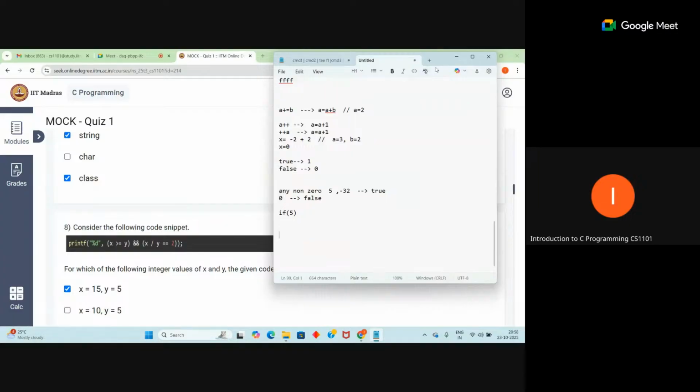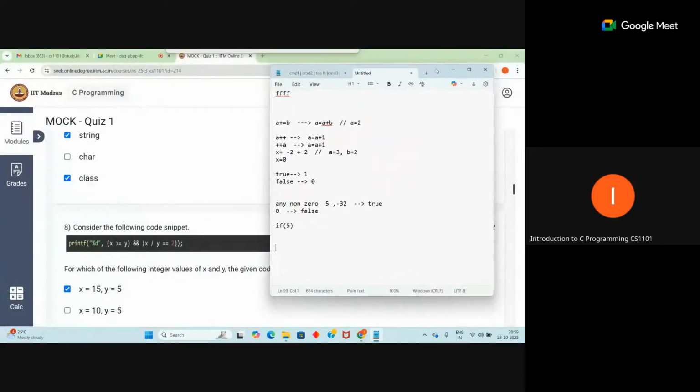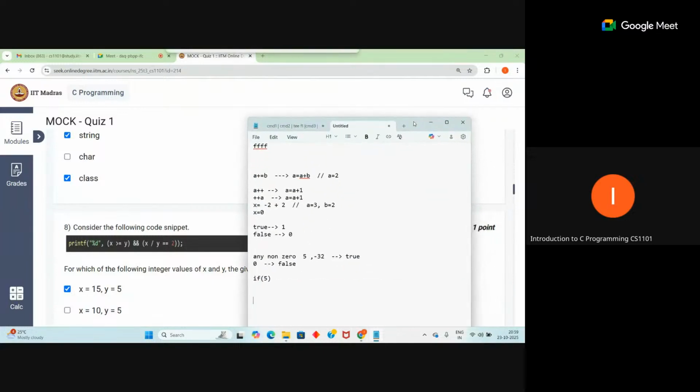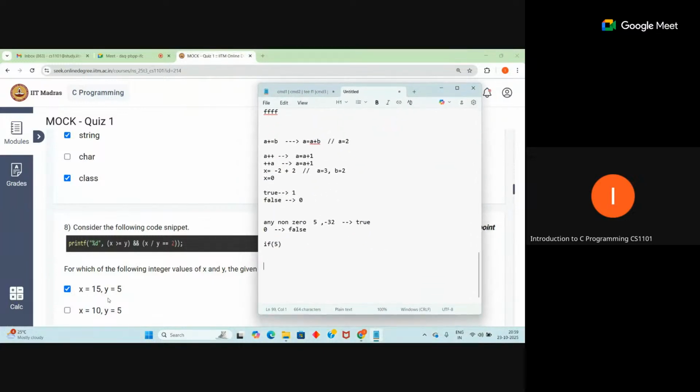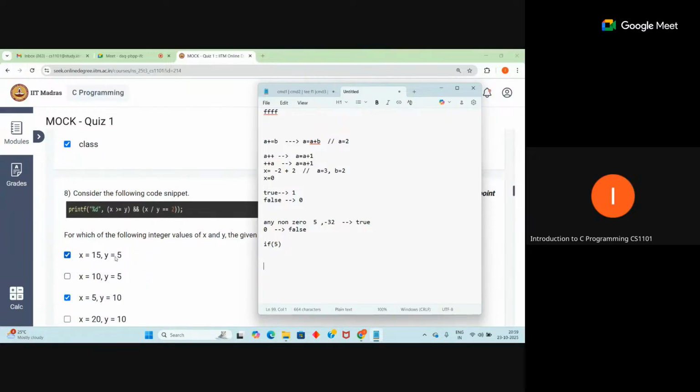So here, check this out now. Which of the following integer values of x and y should make the code snippet print 0? Your answer should be 0. So we'll check all the combinations. If I take x value as 15 and y value as 5, so what happened? 15 greater than or equal to 5 and x by y, 15 by 5 equal to 2. Now if you check the first condition, 15 greater than or equal to 5, it is true.